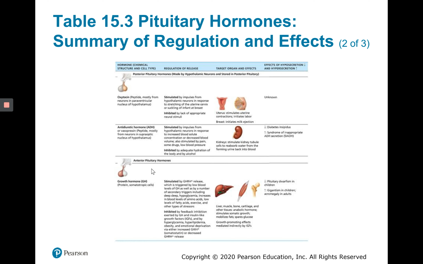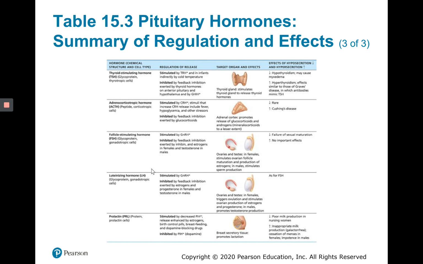So we've finished looking at the anterior and posterior pituitary and their hormones. Make sure to go back and look at table 15.3. Look at the pituitary hormones, their summary, the regulation, and their effects. It's a great table for summarizing this information. There are a lot of hormones to be looked at for the pituitary gland. And that's it for part A of the endocrine system. Next, we're going to move to part B.